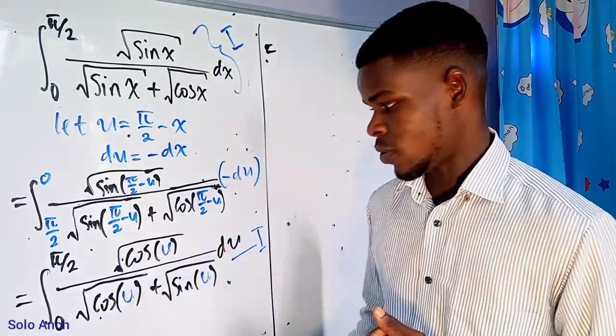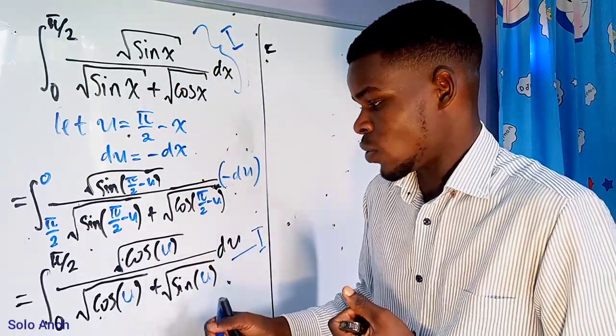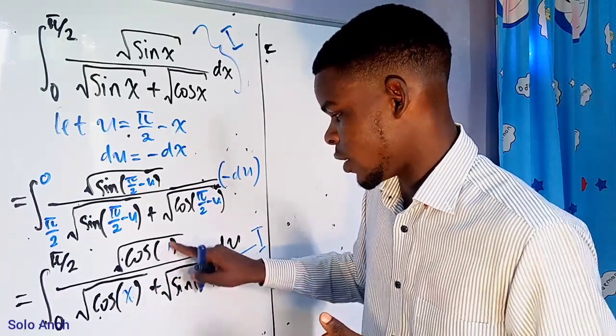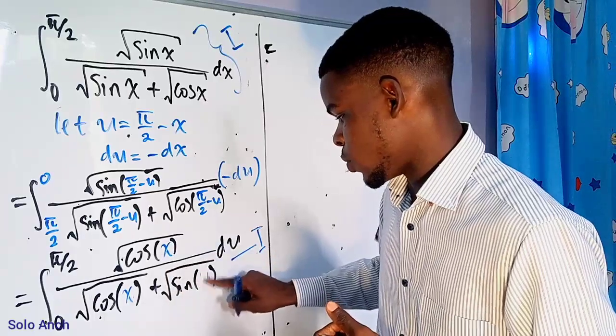They are just dummy variables, right? u and x, so we can switch it to whichever one we want. It will not change the value of the integral, right? So that's exactly what I'm going to do here.